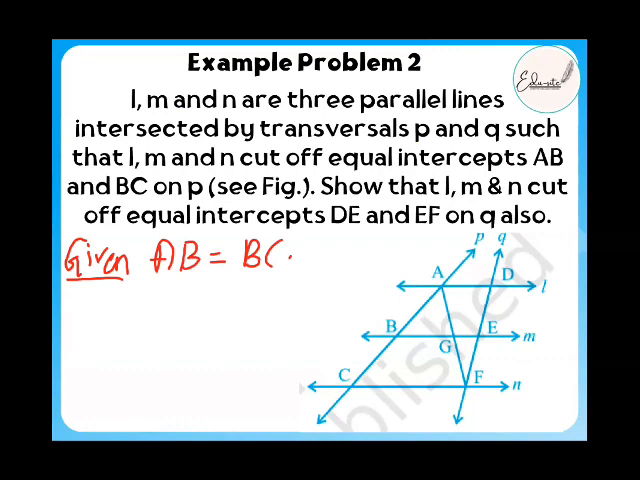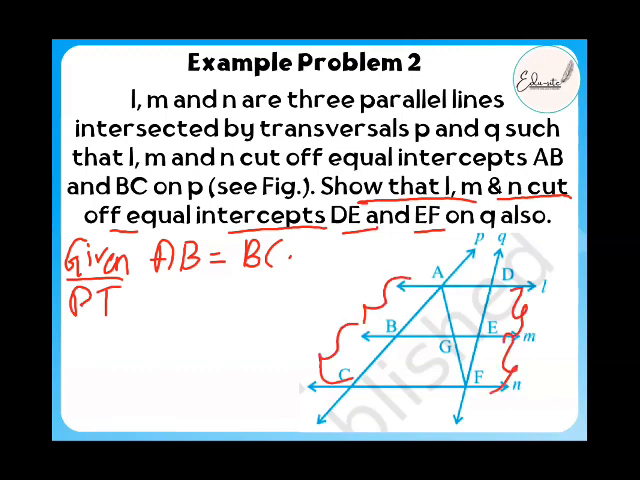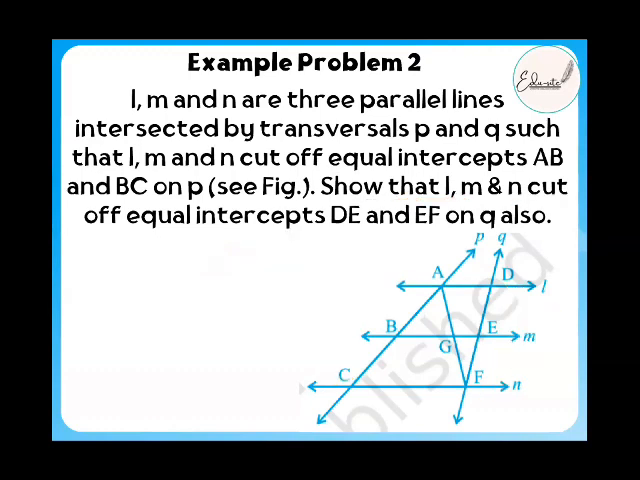Okay, Alhamdulillah. Show that L, M, and N cut off equal intercepts DE and EF. Now you have to prove that. What you have to prove is DE is equal to EF. They have told AB is equal to BC, and you're going to prove DE is equal to EF. How will you prove it? I'll just tell you in a gist how we can prove.